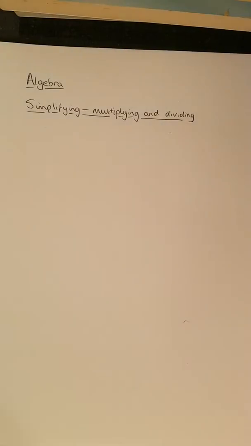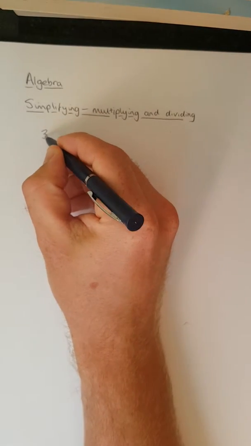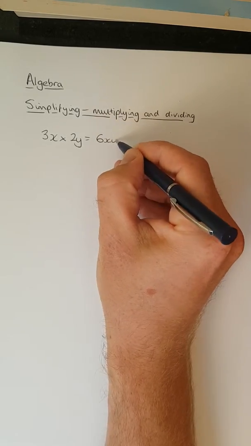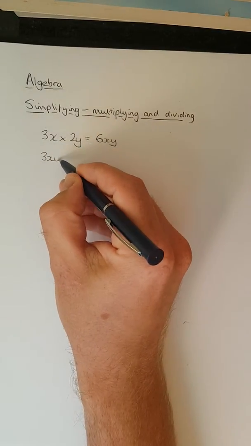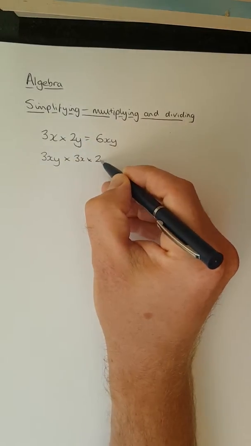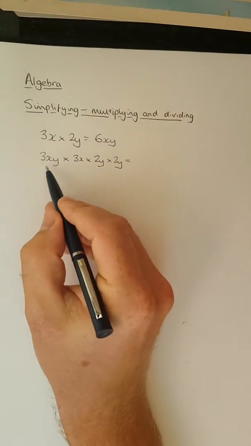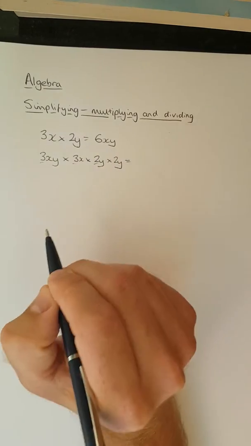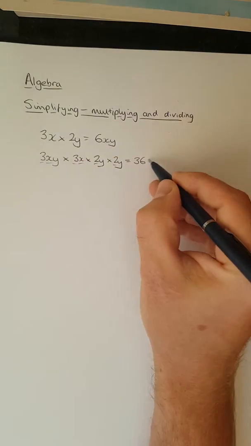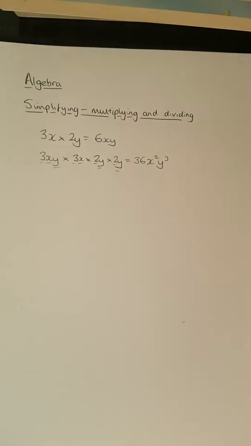Okay, in the last video on algebra we looked at simplifying involving multiplying. So we established that 3x times 2y was 6xy, and that 3xy times 3x times 2y times 2y, I'll be careful with this one for you, 3 times 3 is 9, 18, 36 when you multiply them all together. X and x made x squared. 1, 2, 3 y's made y cubed.